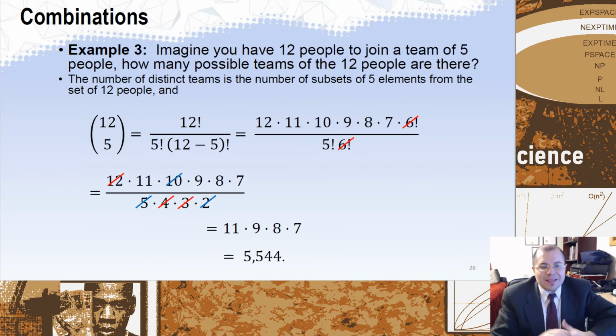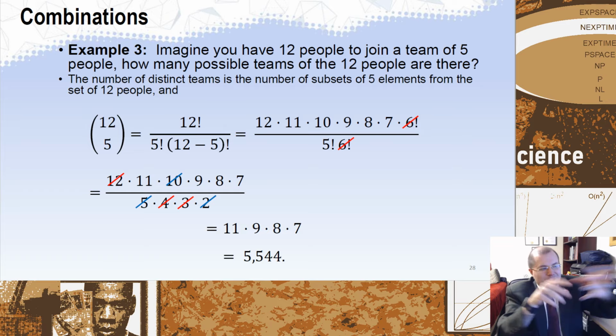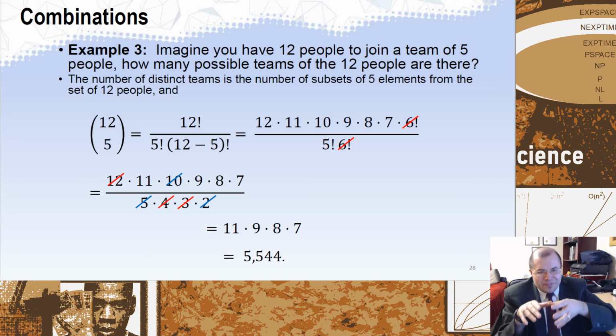So I'm going to spend this last little bit of time introducing a couple more examples and one more idea. So imagine you have 12 people, and I want them to join a team of 5 people. So how many ways can I pick from these 12 people to make a team of 5?